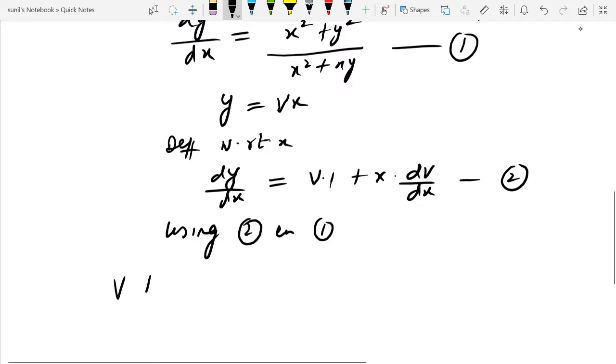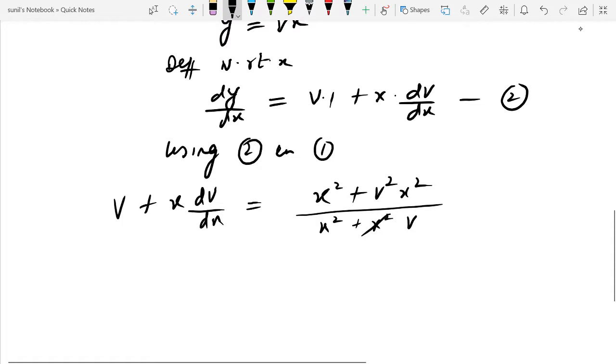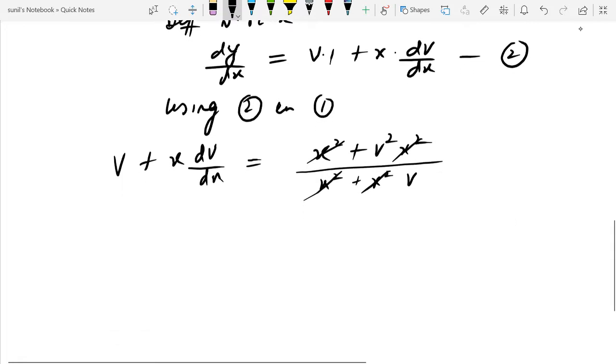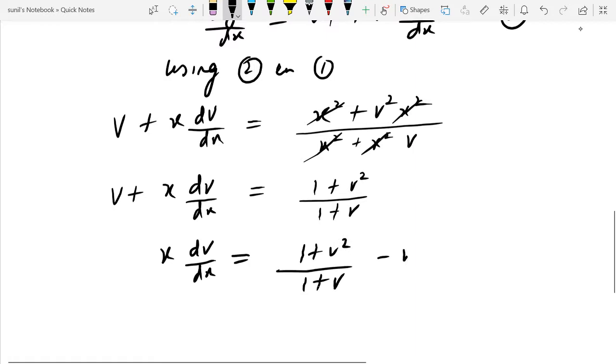So we will be having v plus x dv by dx is equal to x square plus v square x square upon x square plus x square into v. Now this x square will get cancelled from numerator and denominator. So I will be having v plus x dv by dx is equal to 1 plus v square upon 1 plus v. Now separating the variables, it will become variable separable. x dv by dx is equal to 1 plus v square upon 1 plus v minus v.